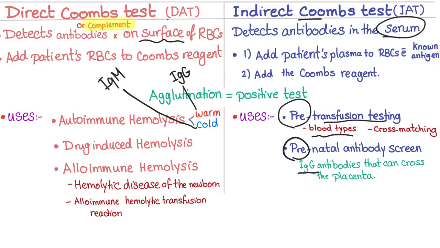That said, direct antiglobulin test detects antibodies or complement on the surface of red blood cells, and indirect test detects antibodies in the serum. That's it.